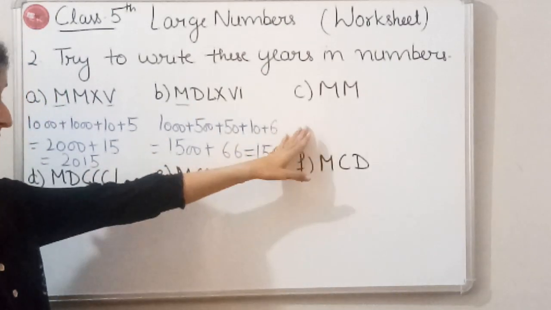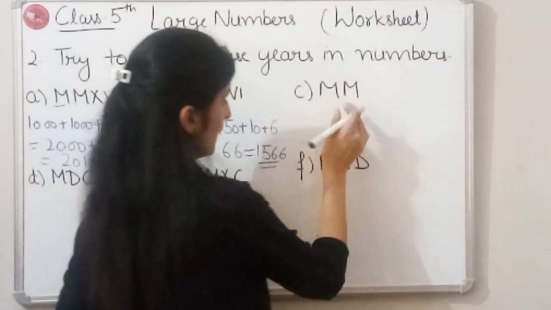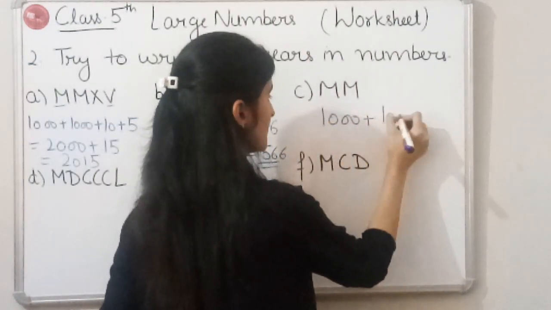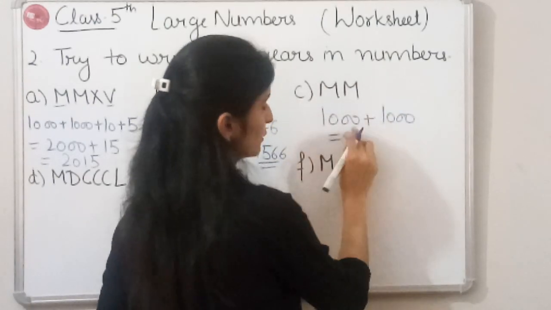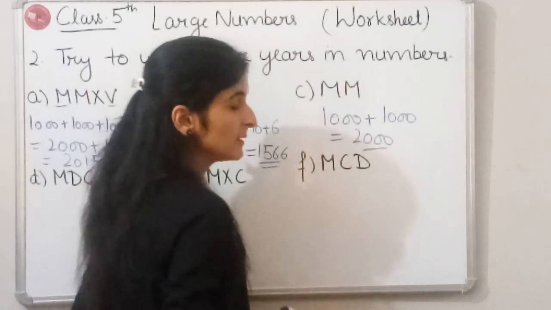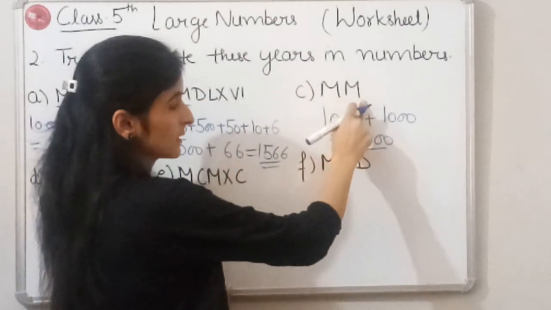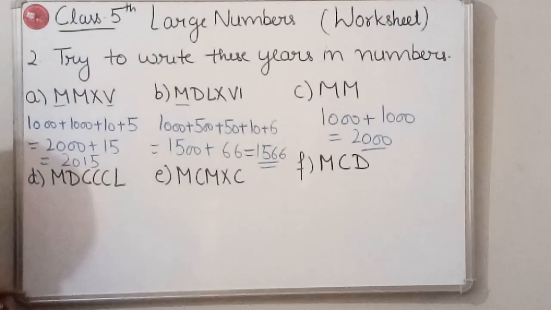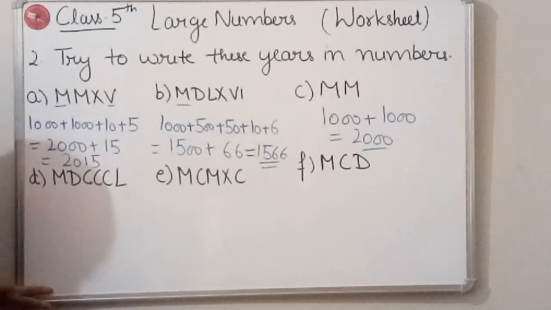C part. M is for 1000. Again M is for 1000. 1000 plus 1000 is 2000. It's very easy. 1000 and 1000, that means 2000. Now let's move to D part.